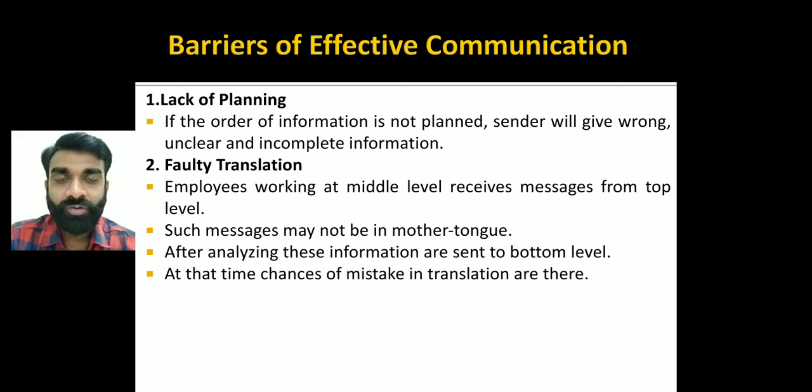Starting with the barriers of effective communication. First, lack of planning. The sender of the information, as we have already learned in the 11th and 12th standard, there will be two parties involved, the sender and the receiver, right? When a sender has a lack of planning, and whatever message, information or orders coming from the top level or the middle level are not arranged in a proper manner, then effective communication does not take place.